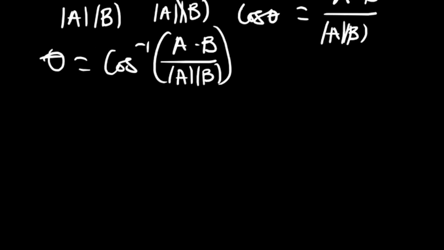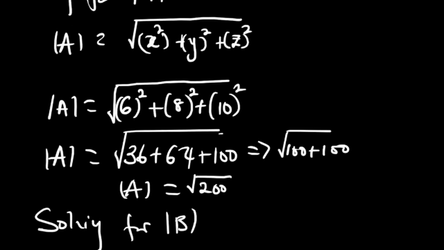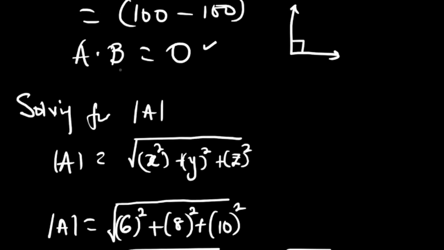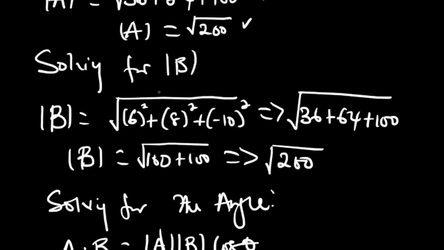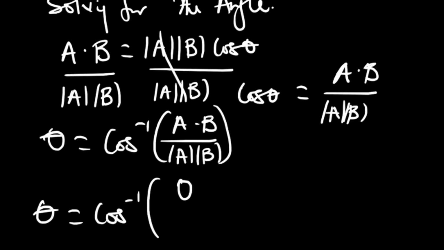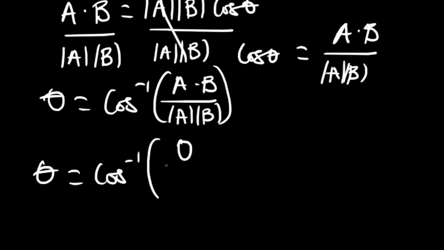We got a 0 as our A dot B. So we say that theta is equal to cos inverse. Here we had the 0, because I remember we solved and found 0 as the dot product. Here, the dot product is a 0. And then the magnitude of A is root 200. The magnitude of B is also root 200. Then we say 0 over the square root of 200 times the square root of 200. And then we can close it.